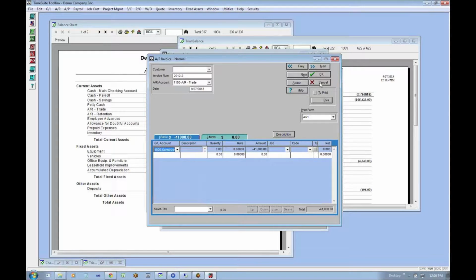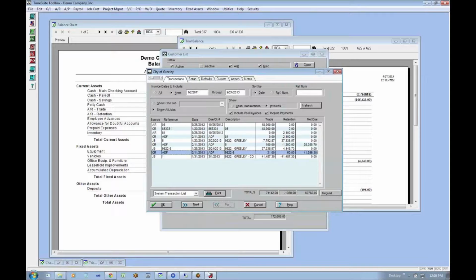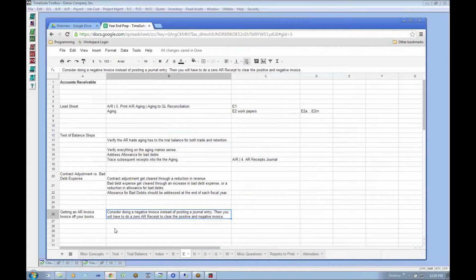Okay. So it's really important to understand the differences in accounting for back charges versus accounting for contract adjustments versus accounting for bad debt expense, because those kinds of adjustments can stand out on your financial statements in a negative way. And it's important to be accurate on it too, and fair.